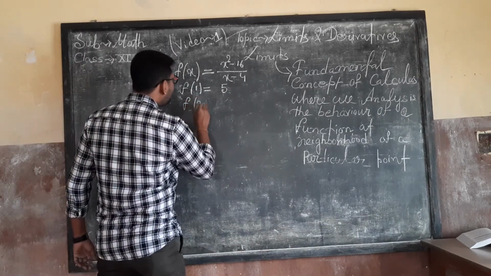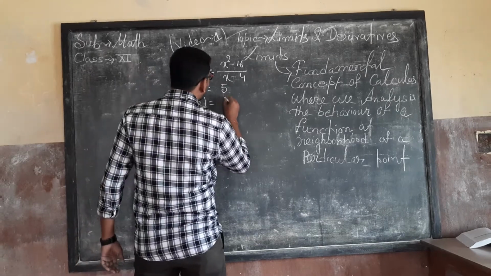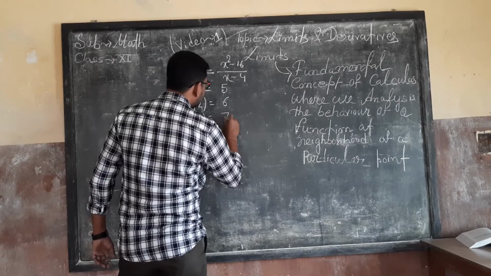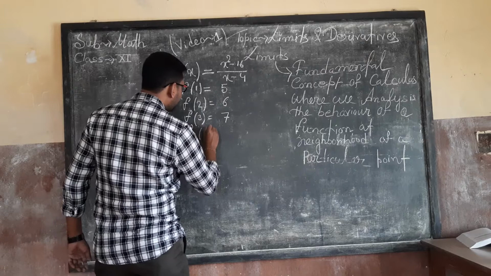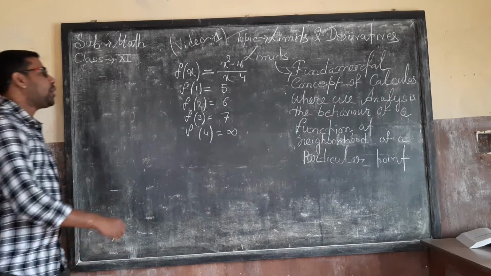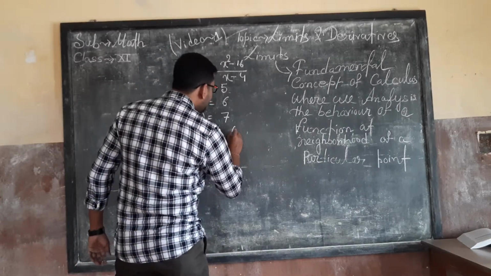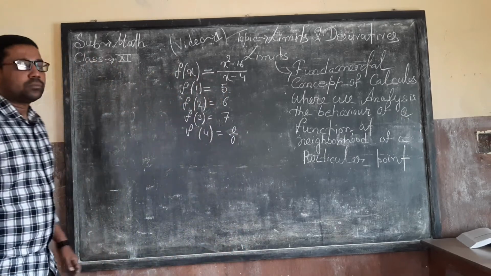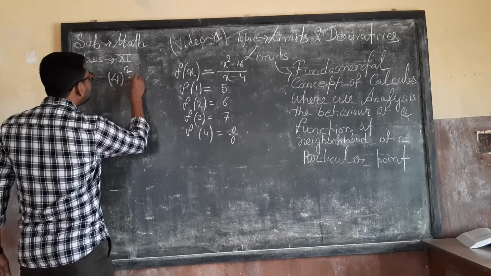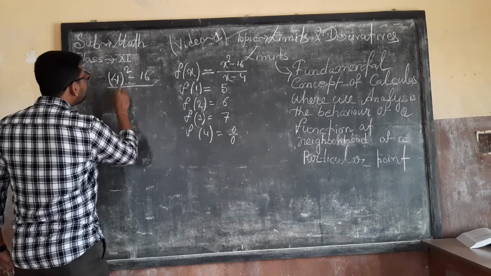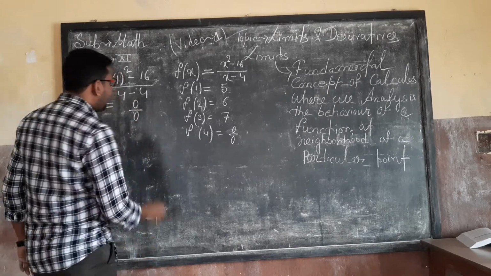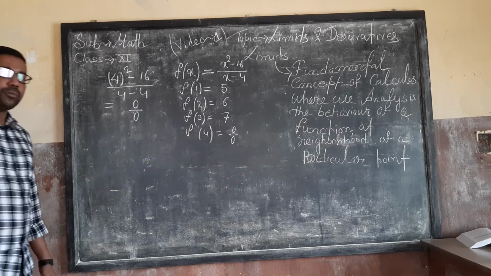Similarly, f of 2, this function produces 6. f of 3, this function produces 7. And f of 4, this function produces an undefined value, that means 0 by 0. If you put 4 in place of x, we get 4 square minus 16 over 4 minus 4, which produces the 0 by 0 value, and this is nothing but an undefined value.